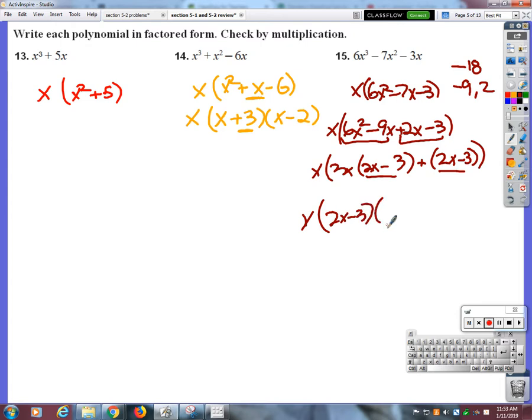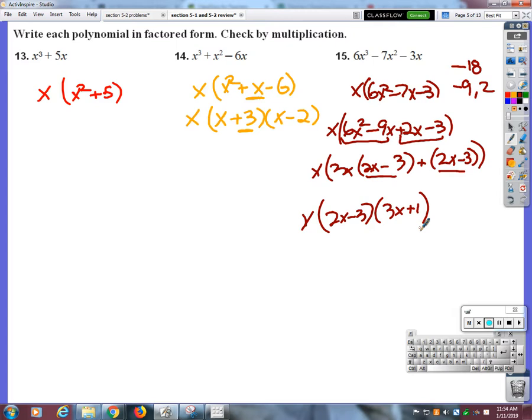Now I'm going to factor this 2x minus 3 out of both of these terms. If I factor 2x minus 3 out of here, what's left? 3x. And then this is a little bit strange. If I factor 2x minus 3 out of here, what's left? One. I need a plus 1. Okay, so that's all factored out.